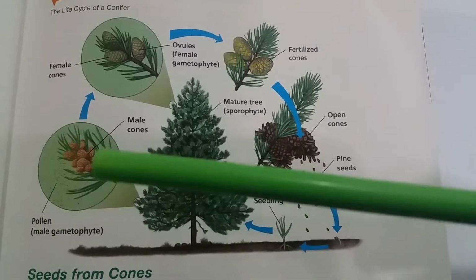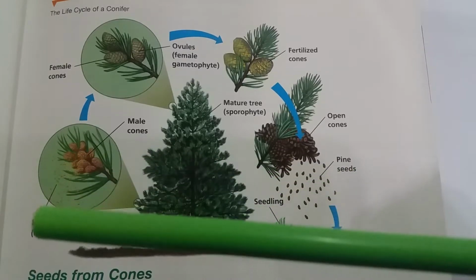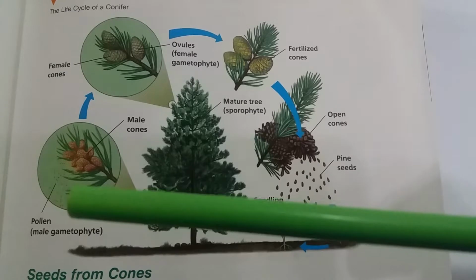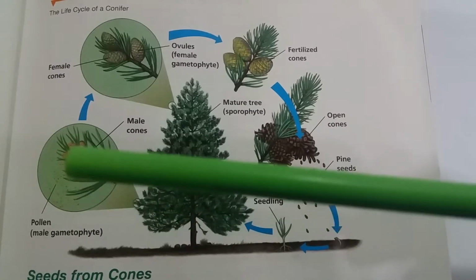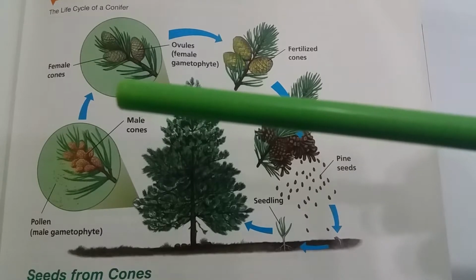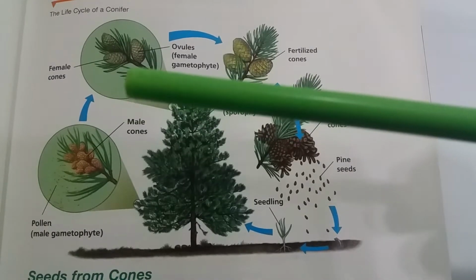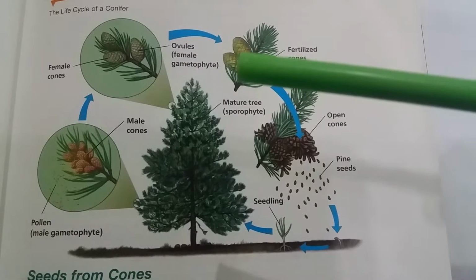A male pine cone can produce millions of pollen grains. Carried by the wind, they may land on a female cone. If pollen grains land on a female cone, fertilization may take place, and a new conifer seed will develop.